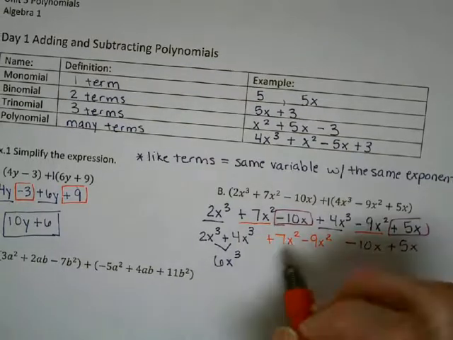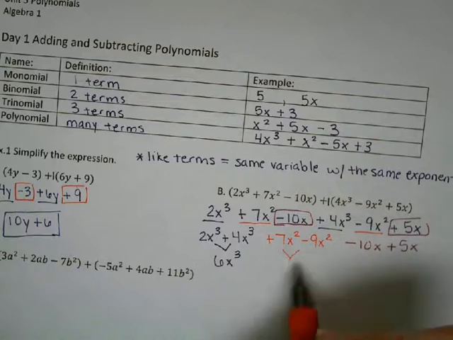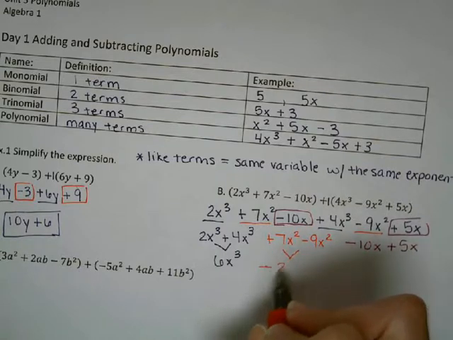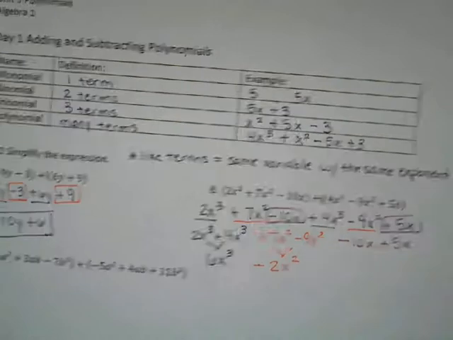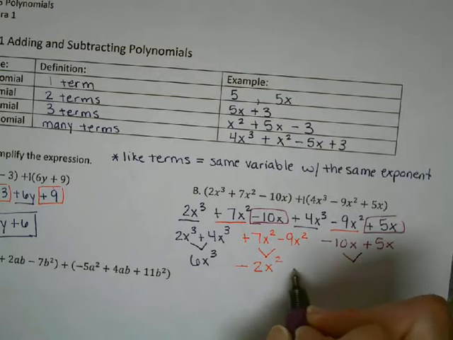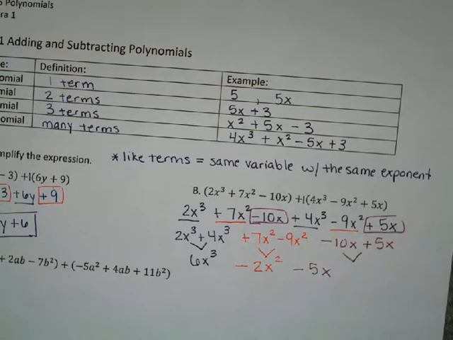So this one and this one, 7 minus 9 is negative 2x to the second. And the last one, these two now go together, negative 10 plus 5 would give me negative 5x. So this whole thing is my answer.